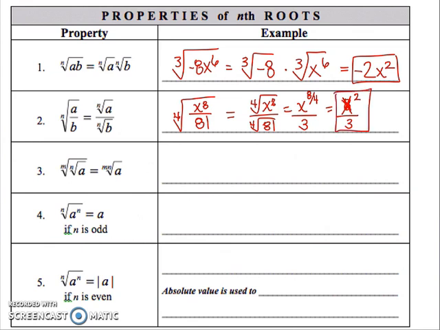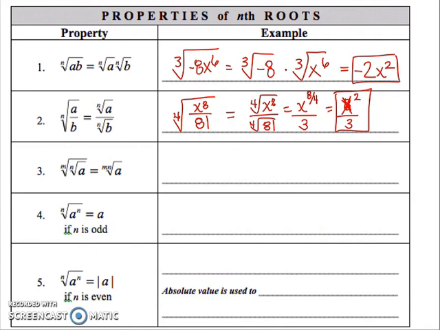Okay, number 3, we've got a radical under a radical. Well, think about our exponent rules. Remember that radicals can be written in exponent form. This is really like a power to a power. Well, remember in exponent rules, when we have a power to a power, we multiply our exponents. So when we have a radical under a radical, we're going to multiply those roots together. Okay, it's the same rule. It's just in radical form instead of exponent form.